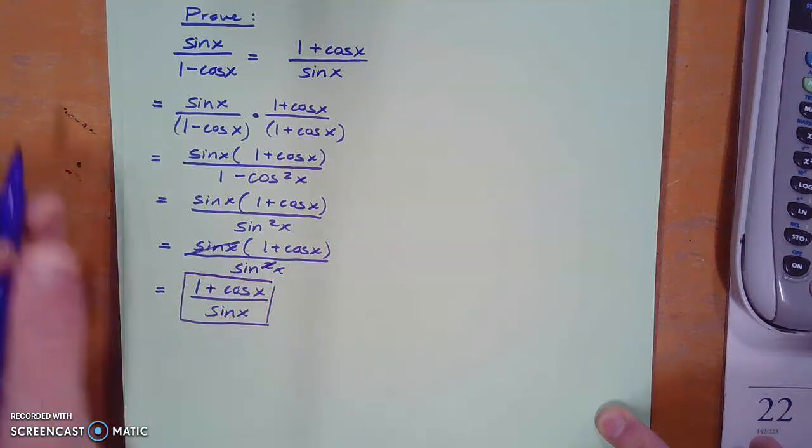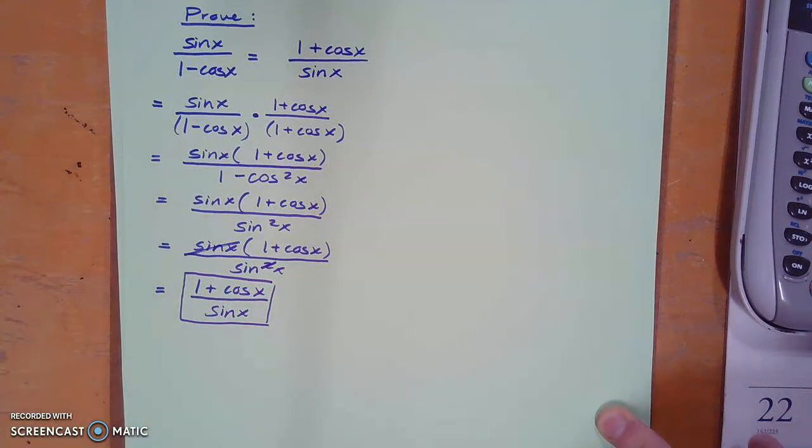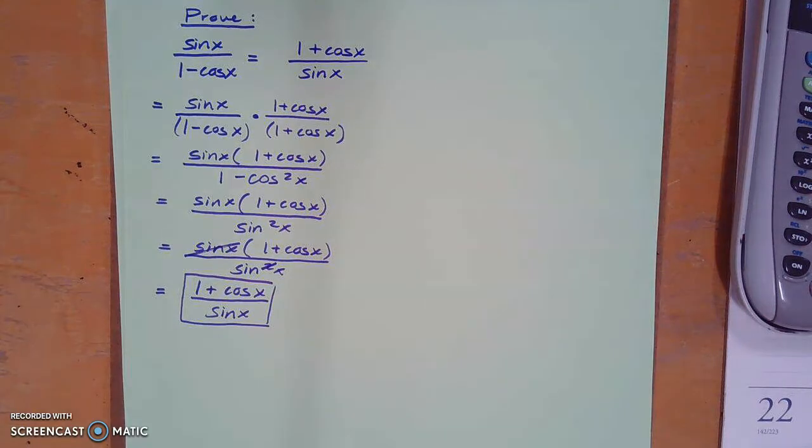So here we are multiplying by the conjugate to set up a Pythagorean identity.